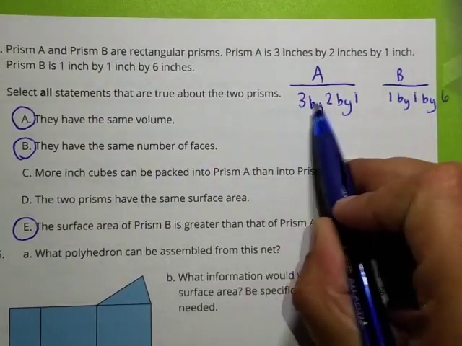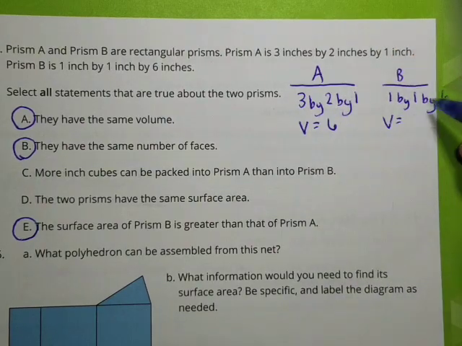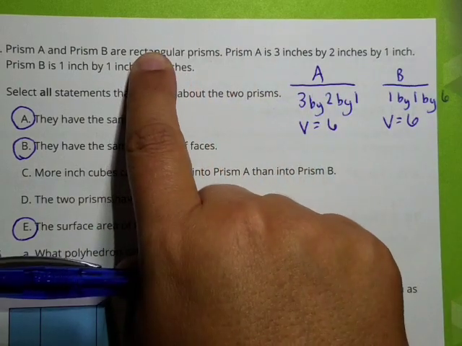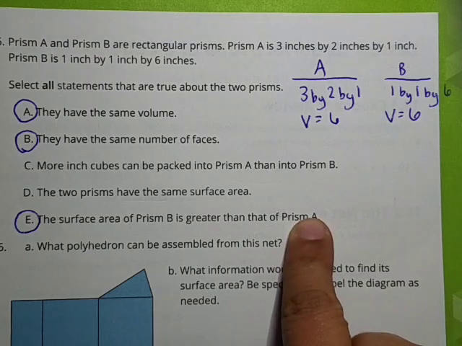So the volume would be 3 times 2 times 1. So volume would be 6. And this one would also be 6. They have the same number of faces. Rectangular prisms all have faces of 6. And the surface area of B is greater than the surface area of prism A.